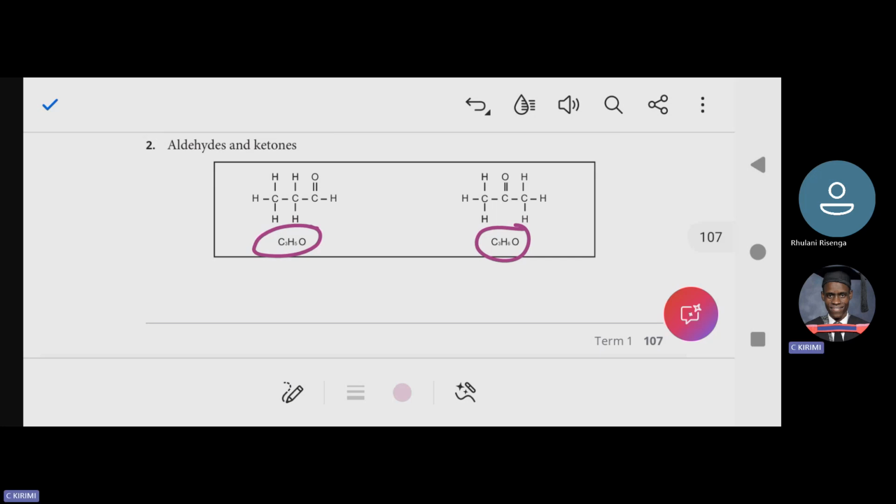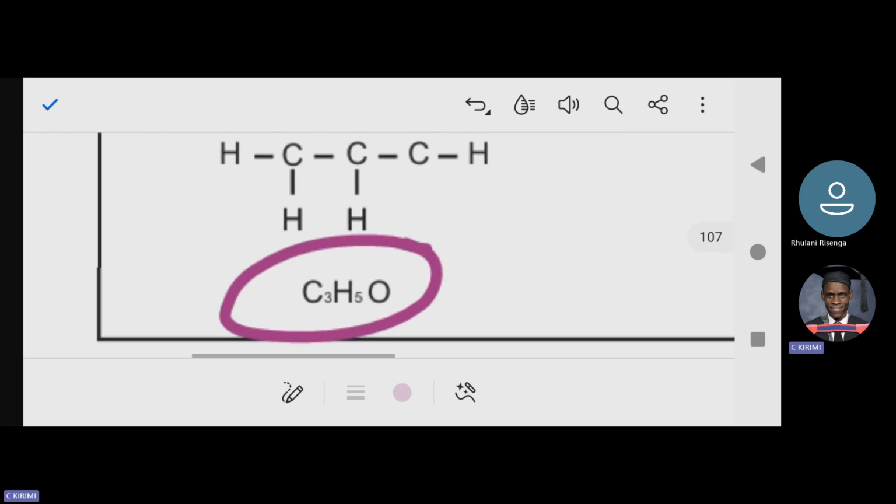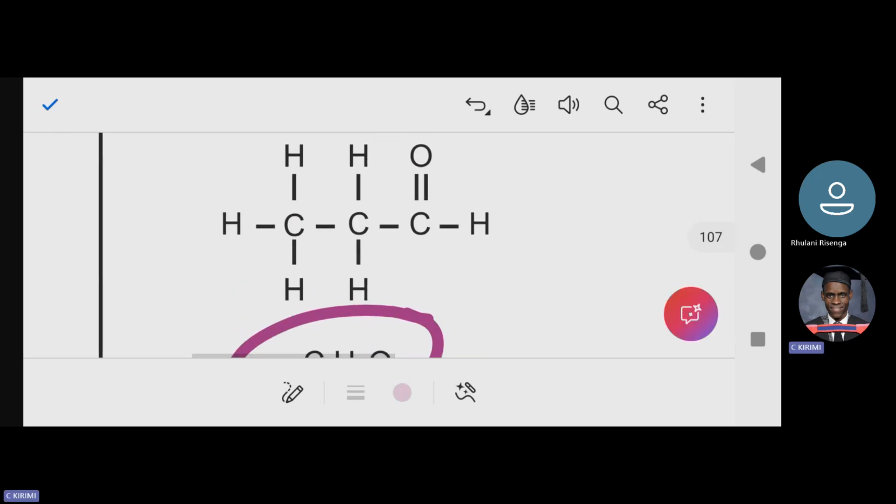So here where it's written 5, it's supposed to be a 6. Are you seeing that there are 6 hydrogens here? 1, 2, 3, 4, 5, 6. Can you see that there are 6 hydrogens? Are you seeing 6 hydrogens? This is 1, 2, 3, 4, 5, 6. So we are saying there are 6 hydrogens.